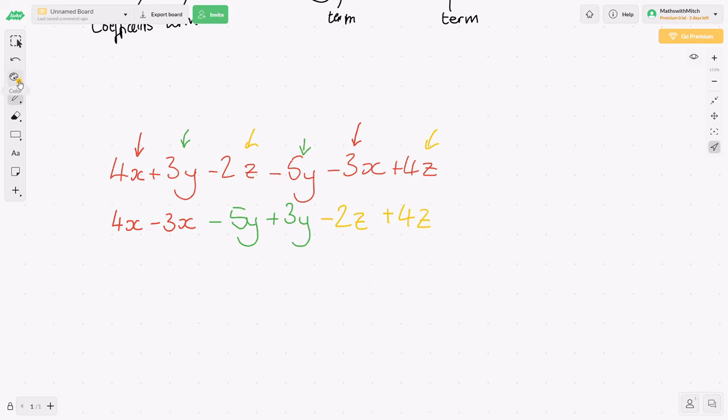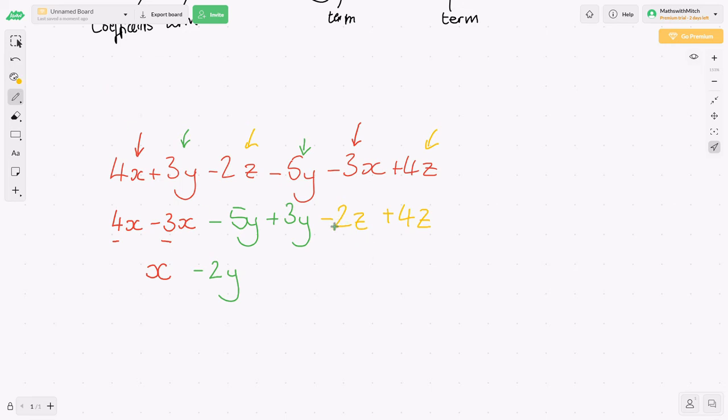So the next thing we can do, we've collected like terms there, we've put them together, but now we can simplify those into a single value. So we just simply have 4 minus 3x, so that's going to leave us with 1x, remembering that 1x we can just write as x. Next we've got a negative 5 plus 3y, so that's a negative 2y.